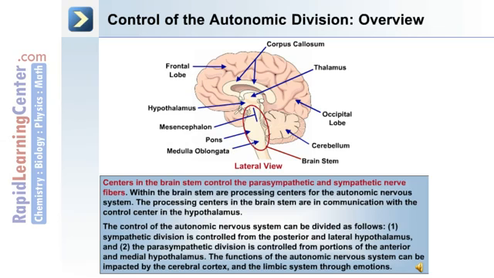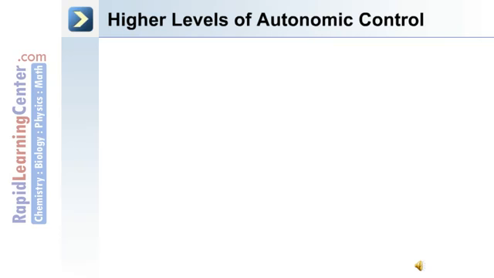And number 2, the parasympathetic division. This is controlled from portions of the anterior and medial hypothalamus. The functions of the autonomic nervous system can be impacted by the cerebral cortex and the limbic system through emotions. The contributions of higher levels of autonomic control.